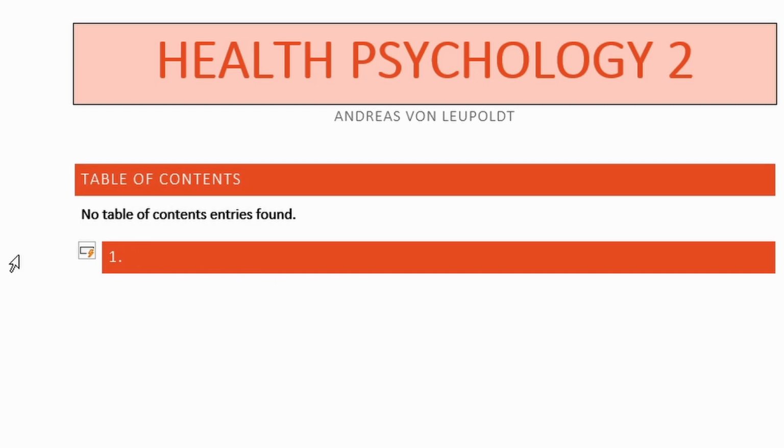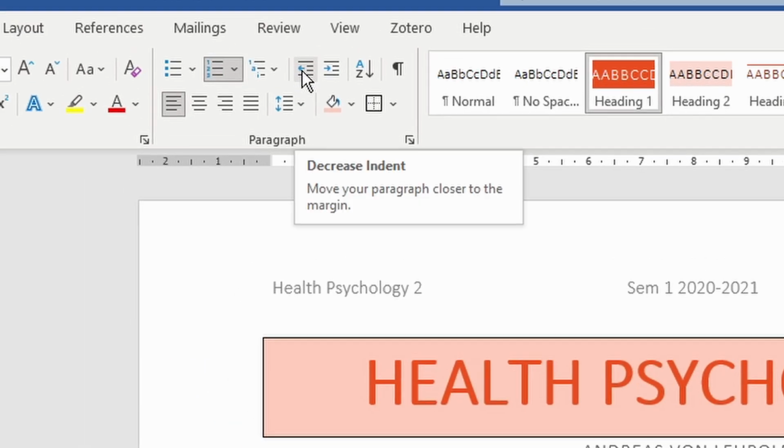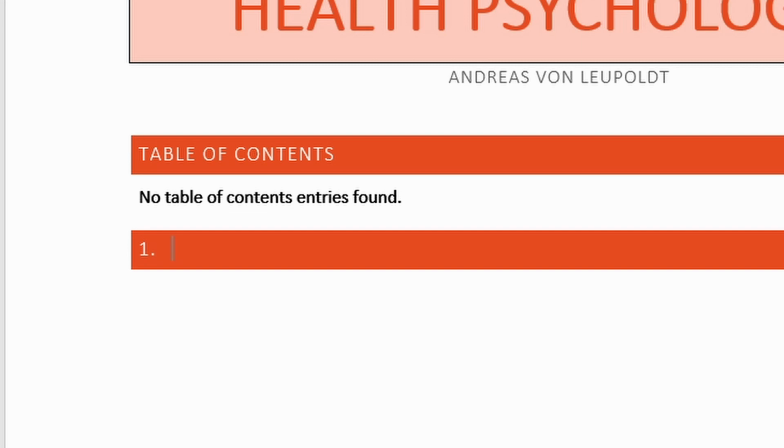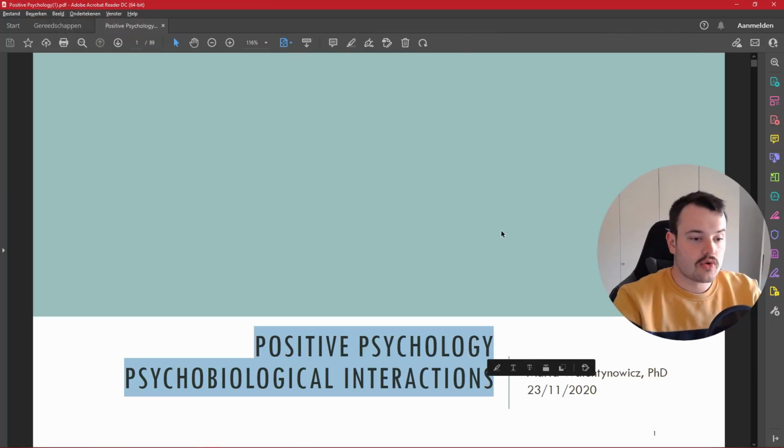I don't like that. I want it to be on the left. I use this button for that. Decrease indent and up. There we go. It's moved over to the left, and I think that's a lot clearer and a lot nicer for us to look at. The title for this course was Positive Psychology, Psychobiological Interactions.